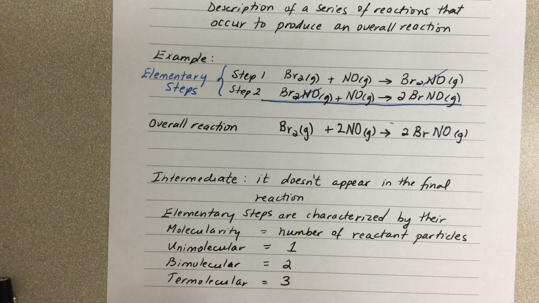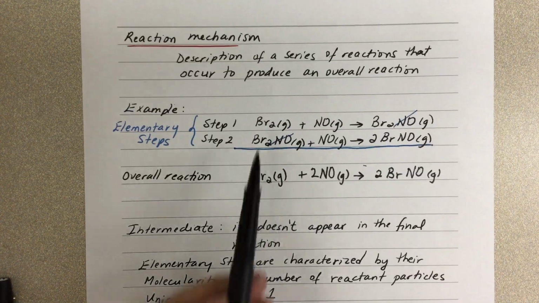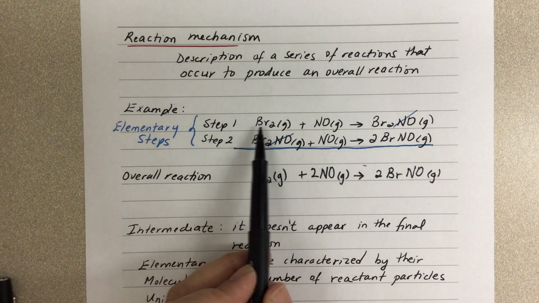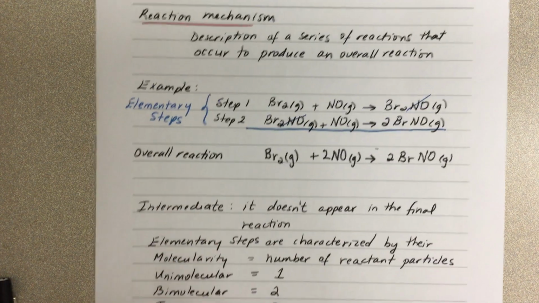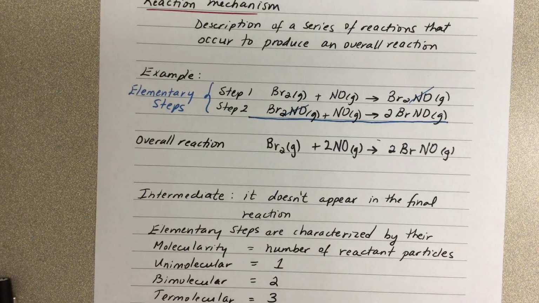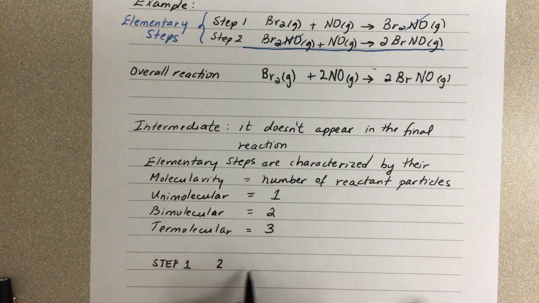So looking at the steps that I have here, I'm going to determine the molecularity for step 1. In step 1, you have 1 mole of Br2 and 1 mole of NO. So 1 and 1, that's a total of 2 moles, which is the number of reactant particles.